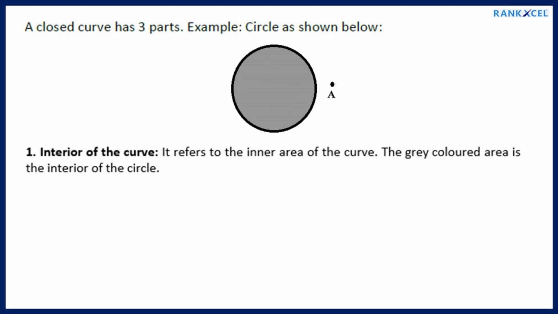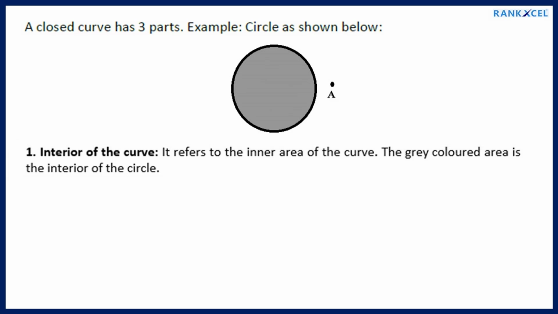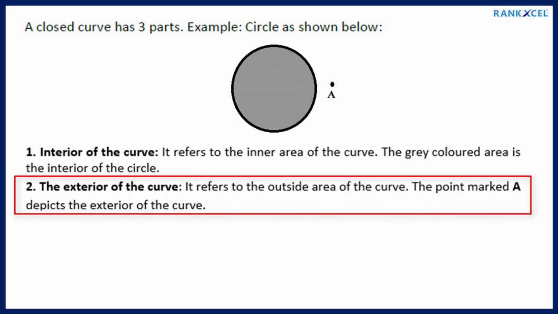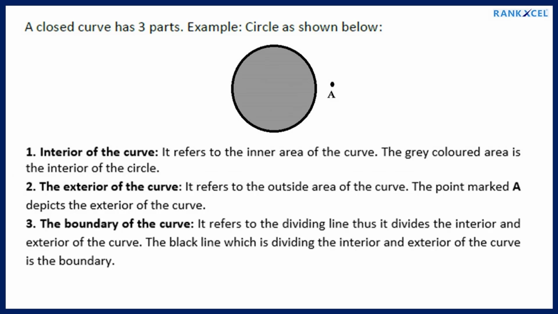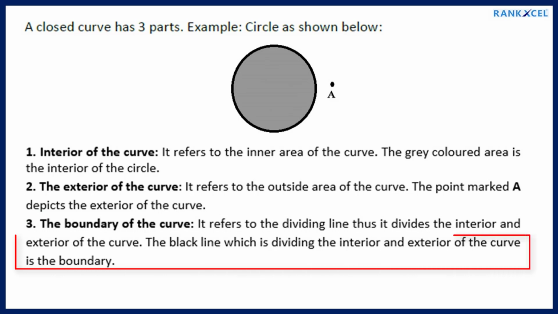1. Interior of the curve, it refers to the inner area of the curve. The cherry-colored area is the interior of the circle. 2. The exterior of the curve, it refers to the outside area of the curve. The point marked A depicts the exterior of the curve. 3. The boundary of the curve, it refers to the dividing line, thus it divides the interior and exterior of the curve. The black line which is dividing the interior and exterior of the curve is the boundary.